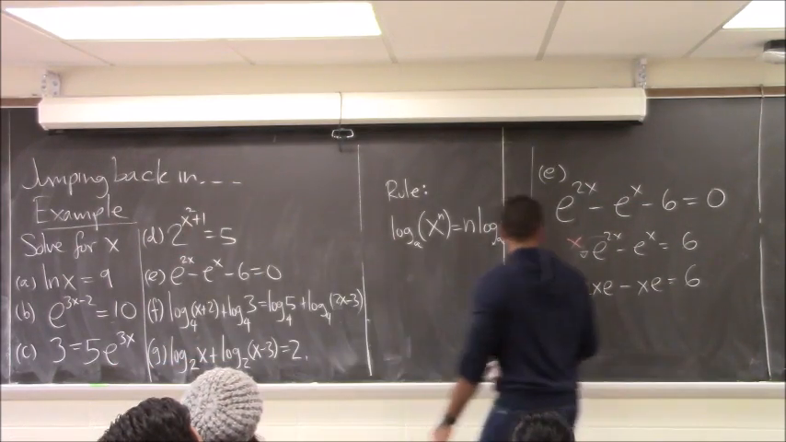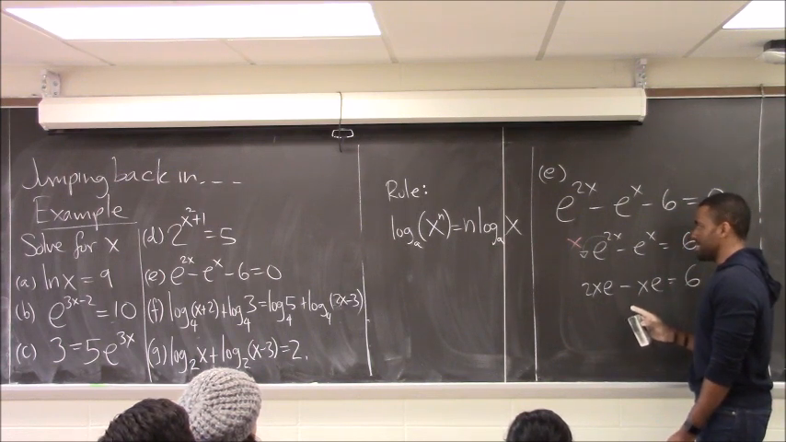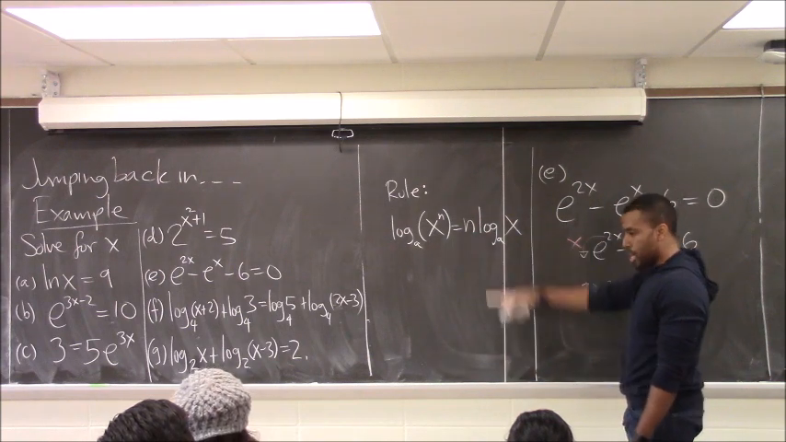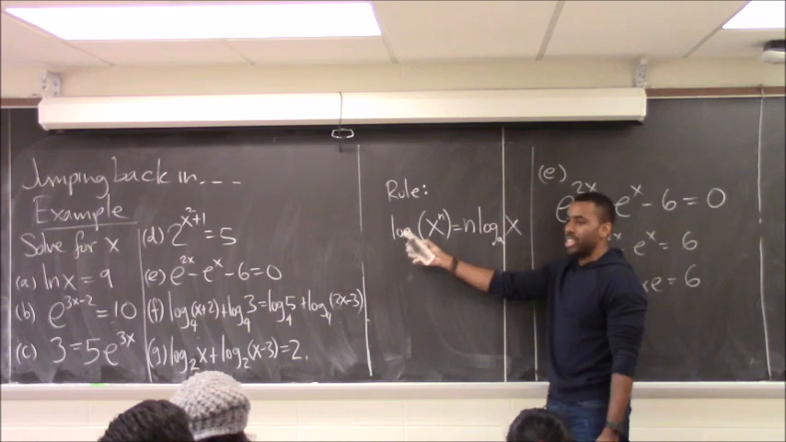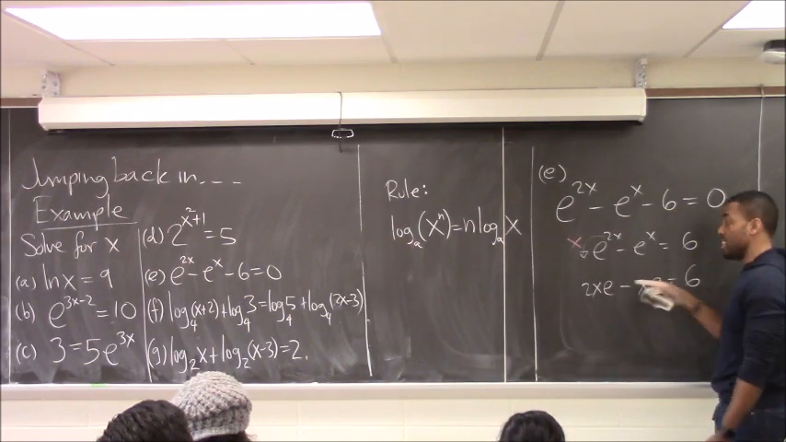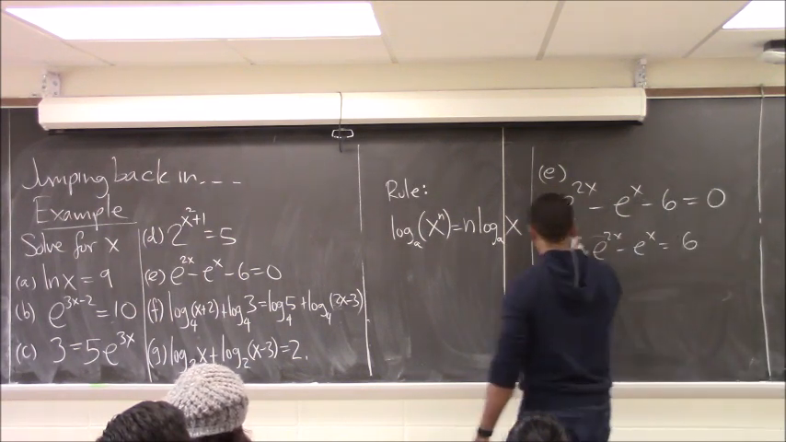So when you said, I don't really feel good about this, can I actually do that? What you would do is go to the rules. When am I allowed to move a power down in front? Oh, there has to be a log or an ln somewhere. Is there a log or an ln somewhere? No, meaning this is not allowed. So we can't actually do that.